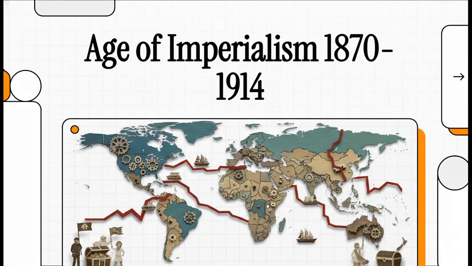We call this era the Age of Imperialism. It's a time that completely reshaped global trade, destroyed ancient societies, and literally drew lines on the map that we are still dealing with today.